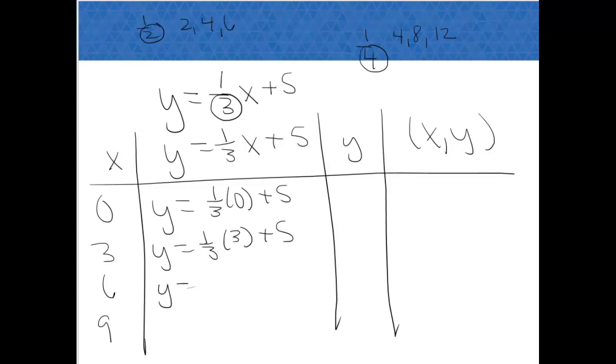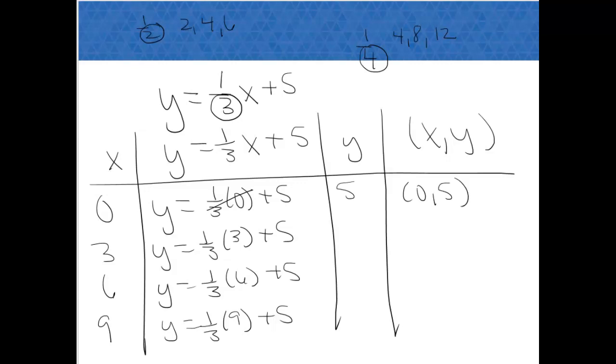So now I'm just plugging in for x. We're going to solve for y and make our ordered pair. 1/3 times 0 is just 0. So y equals 5. That one's always easy. 1/3 times 3 is 1 because these cancel out. They reduce. 1 plus 5 is 6. 1/3 times 6. This reduces. So 2 plus 5. So this is making the math easy because 3 and 9, this is going to reduce. So I get 3 plus 5.